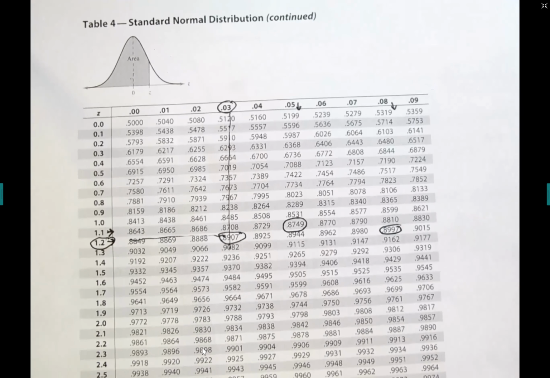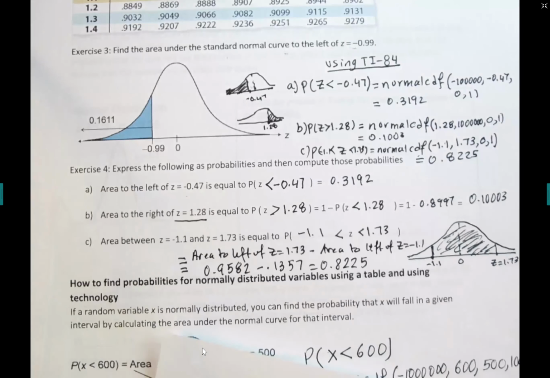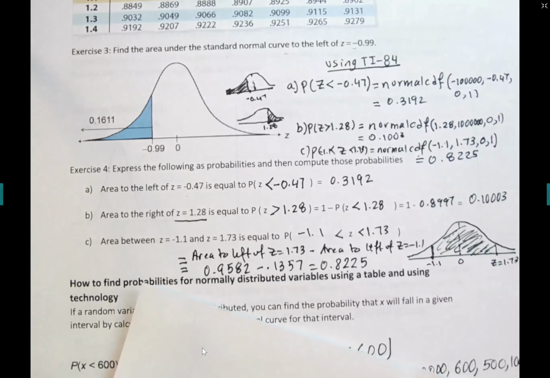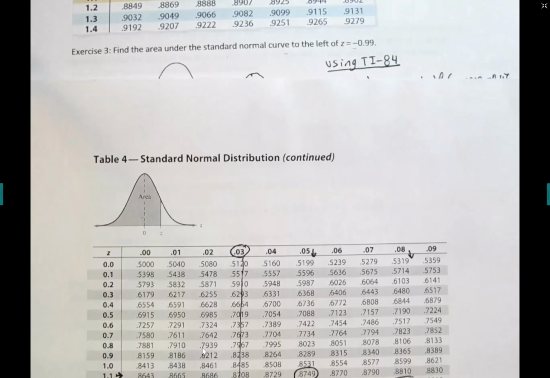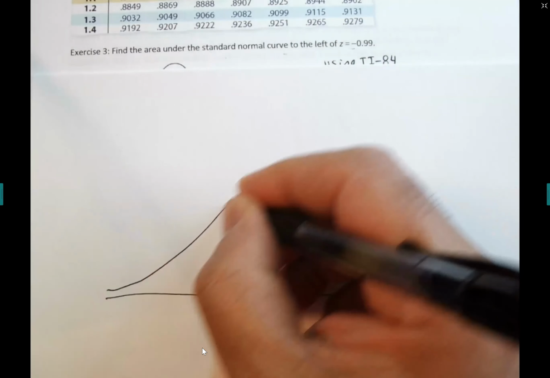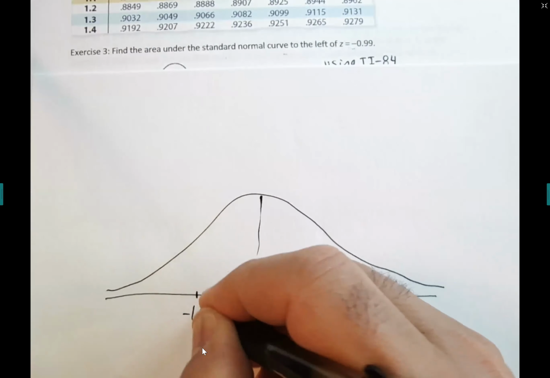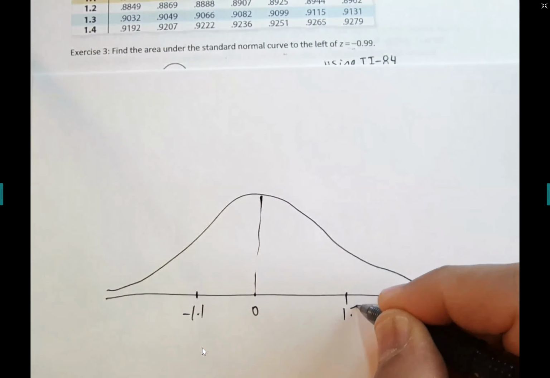Now, the next one, guys, which I really need some brainstorming here. He wants the area between negative 1.1 and 1.73. Let me sketch this and tell me how do you think we should use the table to do it. This is 0. This is negative 1.1. This is 1.73.